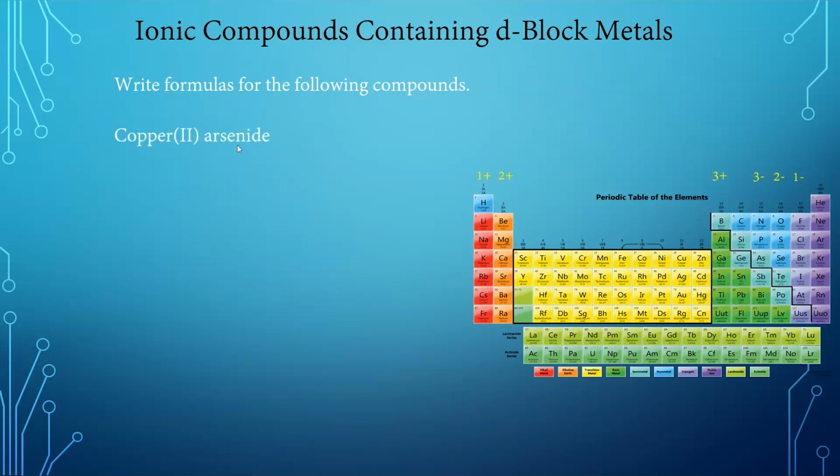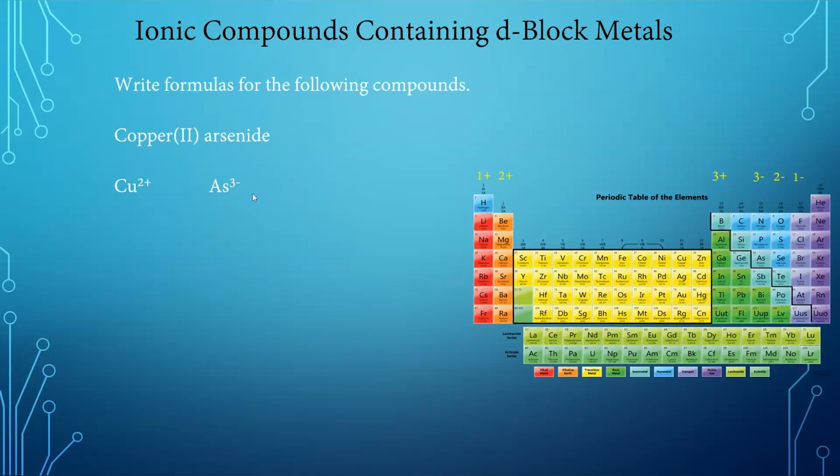Copper 2 arsenide. We'll do this the same way we did the ones with metals in the S and the P block. So our first step is to simply write down the symbols for the elements. So Cu for copper, As for arsenic. We then want to include the charges, so the Roman numeral makes it very easy. We don't even need to worry about group numbers. That Roman numeral 2 immediately tells us that copper is a +2. Arsenic, being in group 5, of course, will be a -3.